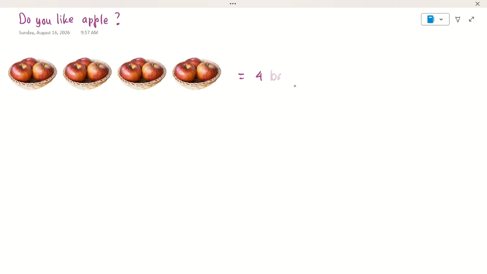Let's say we have 4 baskets of apples. Mathematically, we can write it as 4 times 3. So, how many apples do we actually have here? We have 3 apples plus 3 apples plus 3 apples plus 3 apples, that is equal to 12 apples.